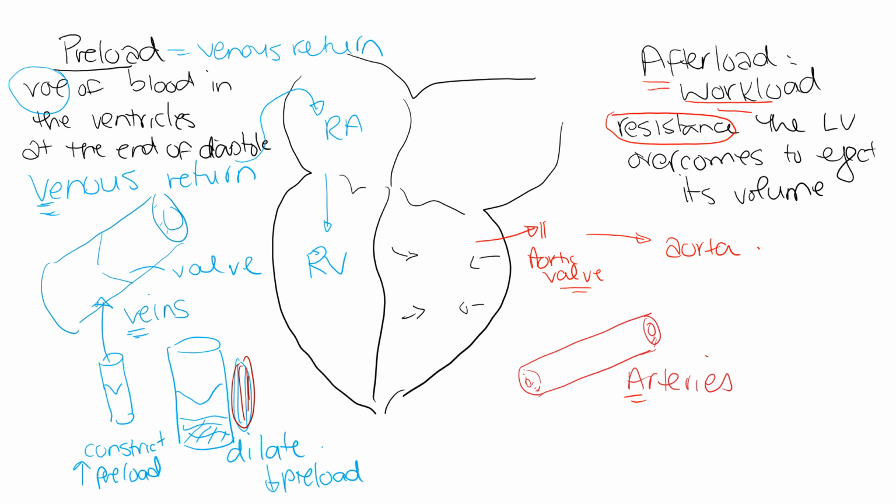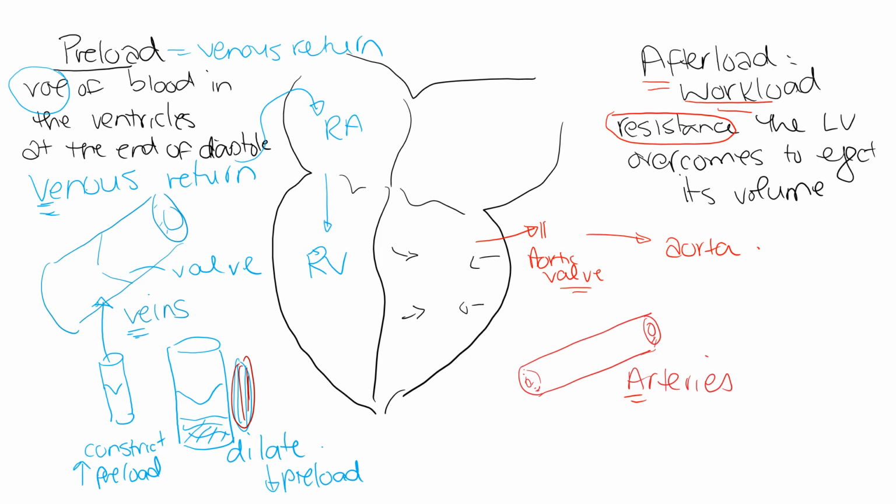Let's move over to afterload. Now we said afterload is no longer volume, but rather the resistance, or the amount of power that the left ventricle has to exert in order to open that aortic valve and eject its volume into the aorta, then into arterioles and arteries and to the rest of the body. So what can cause that left ventricle to have to exert a lot of force? If you recall, blood that is being kicked out of the left ventricle is eventually ending up in arterioles and arteries and then to organs.